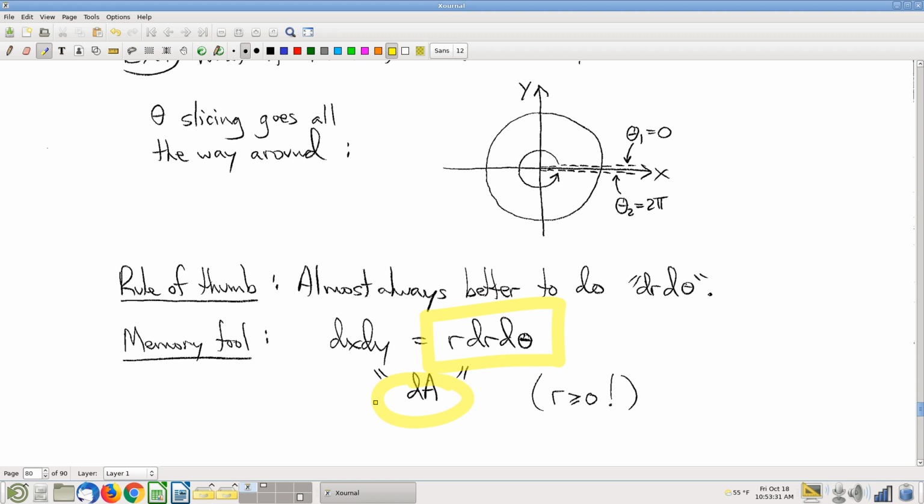It's dA. It's what you're interested in, right? So think of it as a single thing, in the same way that you think of dx dy as a single thing that represents area, right? If you think of it as a single thing, you'll be less likely to forget that r. Everybody on board? Okay. All right.